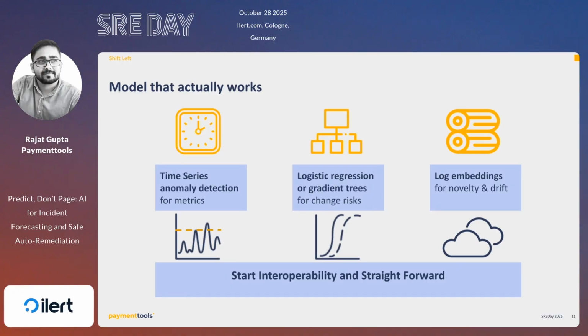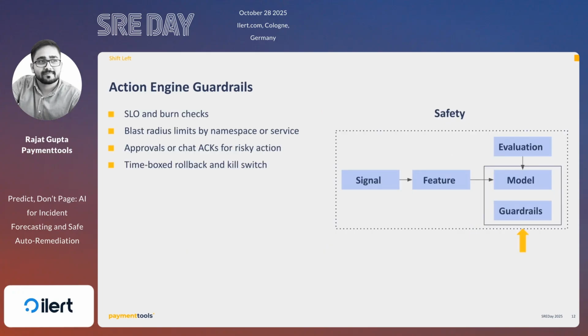And the idea is we use these basic techniques. We do not need to build our own deep neural net. We do not need to build very sophisticated AI in-house to do all of those things. We integrate our existing observability stack, like the LGTM stack, Datadog, or anything, with those models and start moving forward. Now, let's come to guardrails.